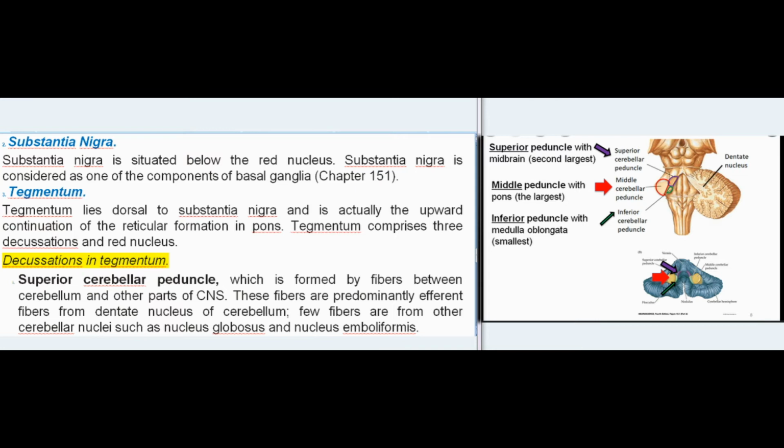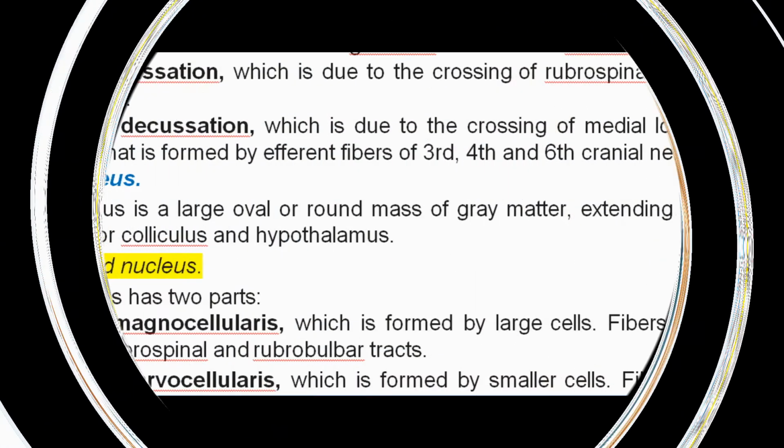Tegmentum. Tegmentum lies dorsal to substantia nigra and is actually the upward continuation of the reticular formation in pons. Tegmentum comprises 3 decussations and red nucleus. Decussations in tegmentum. Superior cerebellar peduncle, which is formed by fibers between cerebellum and other parts of CNS. These fibers are predominantly efferent fibers from dentate nucleus of cerebellum. Few fibers are from other cerebellar nuclei such as nucleus globosus and nucleus emboliformis.